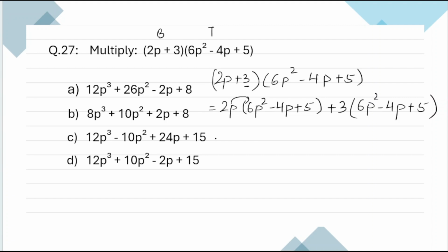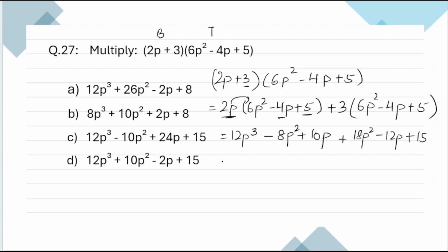2p multiplied by 6p square is 12p cube. 2p multiplied by negative 4p. Now, these two terms are being multiplied, so it will give me negative 8p square. 2p multiplied by 5 is plus 10p. We are done with the first one. Let's go to the second term. 3 times 6 is 18p square. 3 times negative 4 is negative 12p. And 3 times 5 is 15.